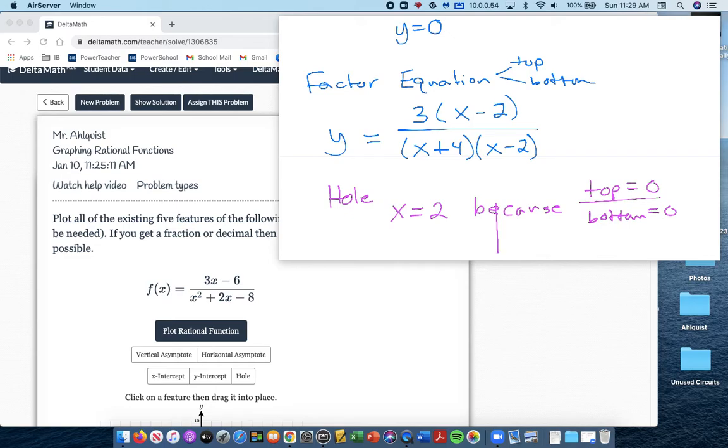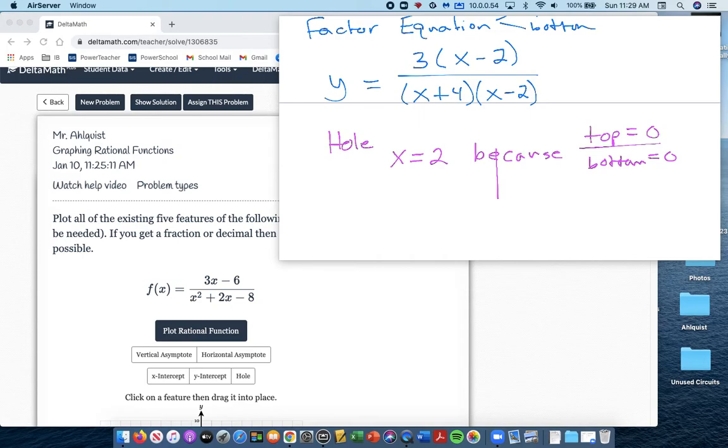The good thing about factoring is that if you have this, you can cross those out, and then we can plug that 2 in and say, okay, what if we plug 2 in, we get y is equal to 3 divided by 2 plus 4, so 3 divided by 6 is going to be our hole. 3 over 6 is the same as 1/2. So there's a hole at (2, 1/2).